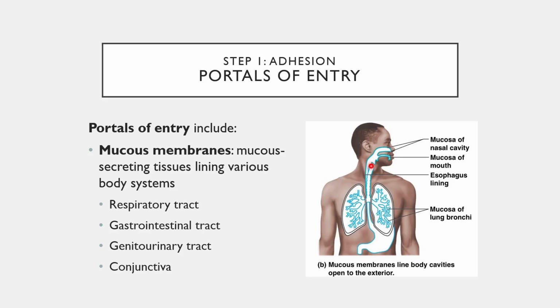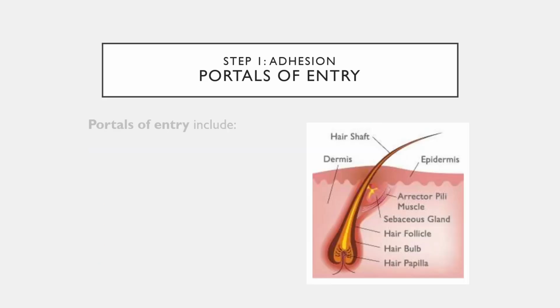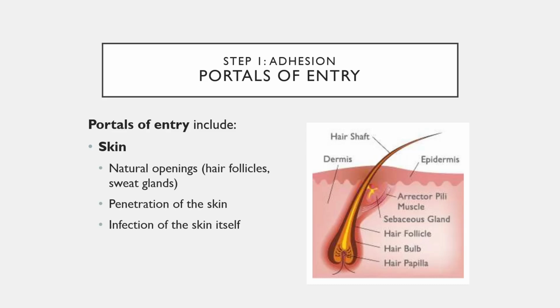Other portals of entry include skin. There are natural openings in the skin ranging from hair follicles to sweat glands to sebaceous or oil glands, which some microbes can use and take advantage of as a way to gain access to the body. Some microbes can also penetrate the skin, even in the absence of natural openings. For example, hookworm is a worm that can burrow through the surface of the skin, even if there's a lack of natural openings for it to go into.